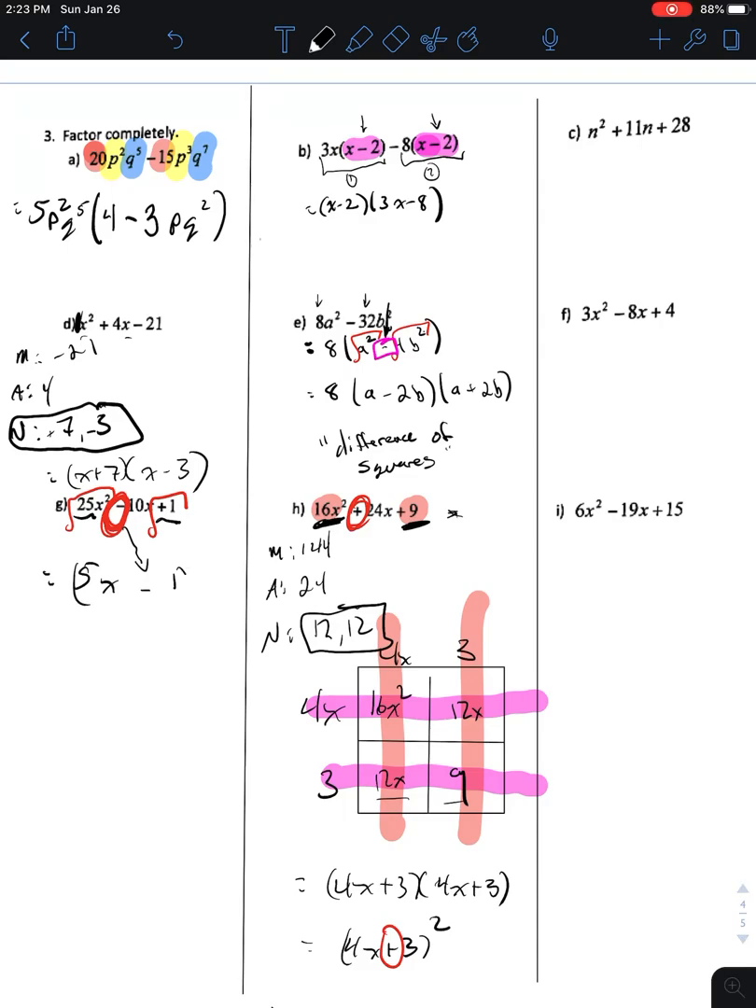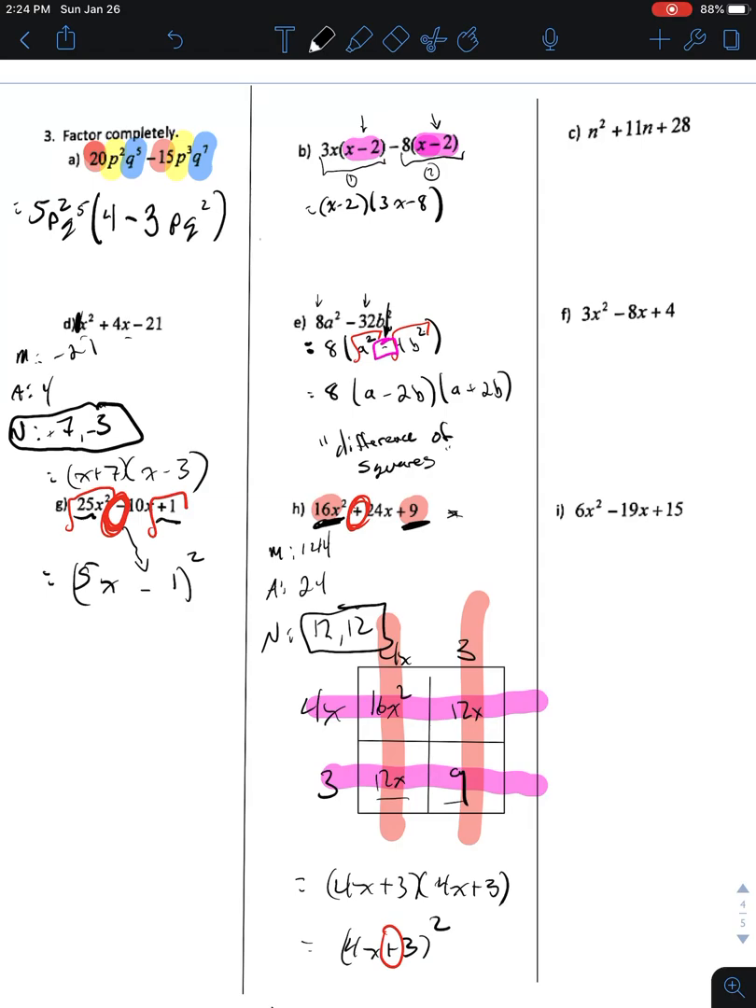5x and 1, take the sign from B, minus, squared. Look how much time that saved you. You could have gone through the whole process. See how much time that saved you? It's 100% about recognition. Right? So it's 5x minus 1 squared. Okay?